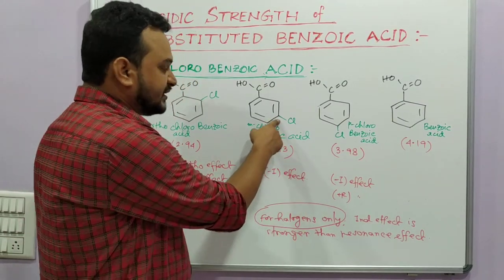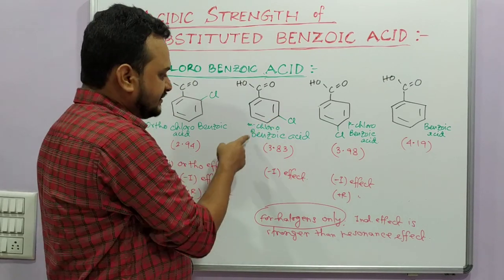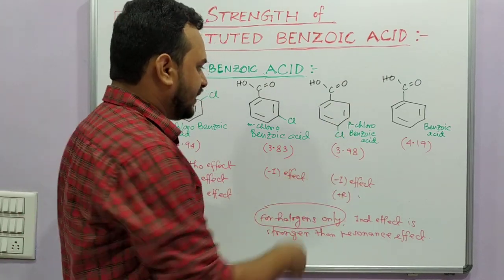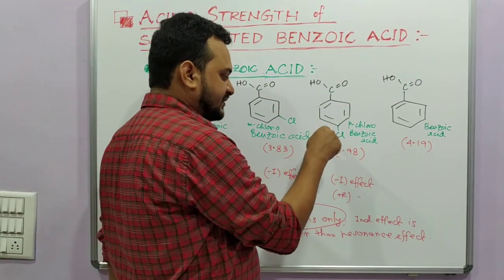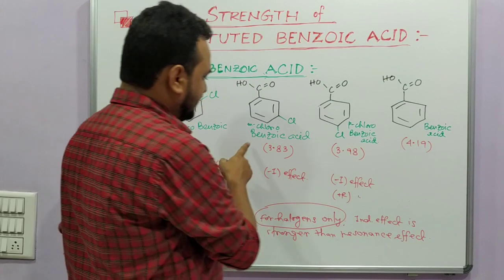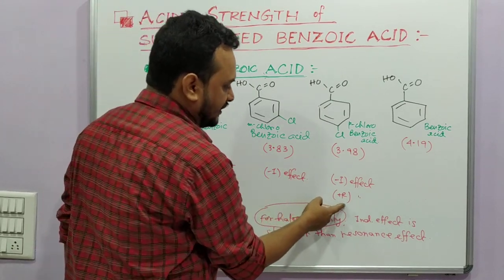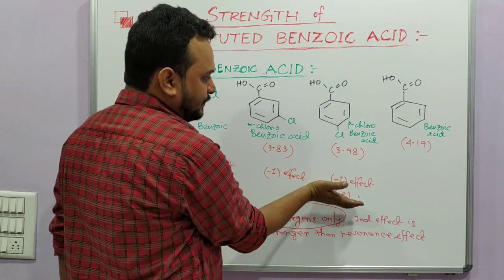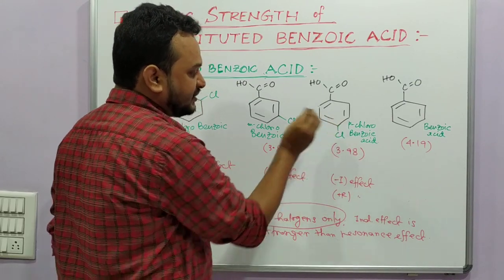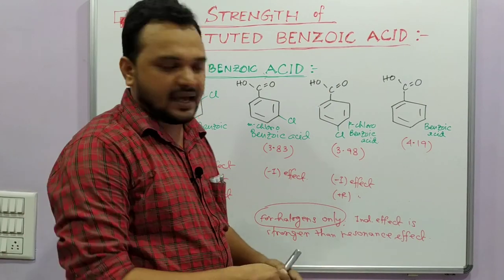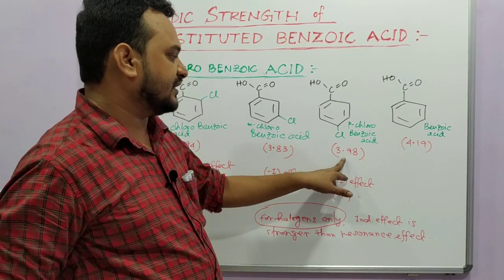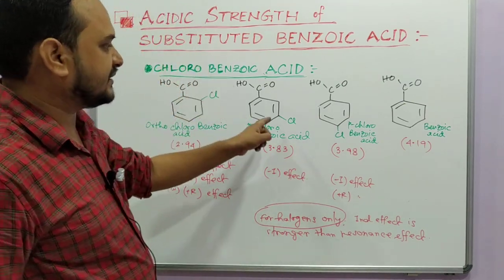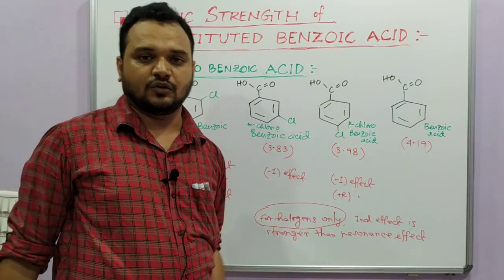So here this chlorine is highly electron withdrawing, and hence it has pKa 3.83, that is more than parachloro. When you come to parachloro, again it is strongly electron withdrawing by minus I effect, but that strength is less than here. Why? Because here it can show plus R effect from para position. That plus R effect somehow diminishes this electron withdrawing power. As a result, the pKa value increases a little bit, that means acidity decreases a little bit. So orthochlorobenzoic acid is greater than meta, greater than para, greater than normal benzoic acid.